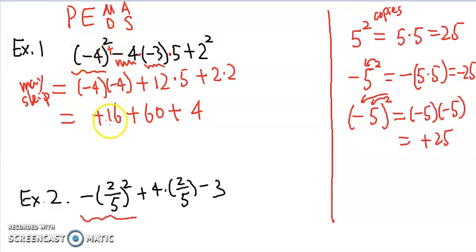-4 times -4 is positive 16. -4 times -3 is 12. 12 times 5 is 60. 2 squared is 2 times 2, 4. So now you can add all of these to get 80.